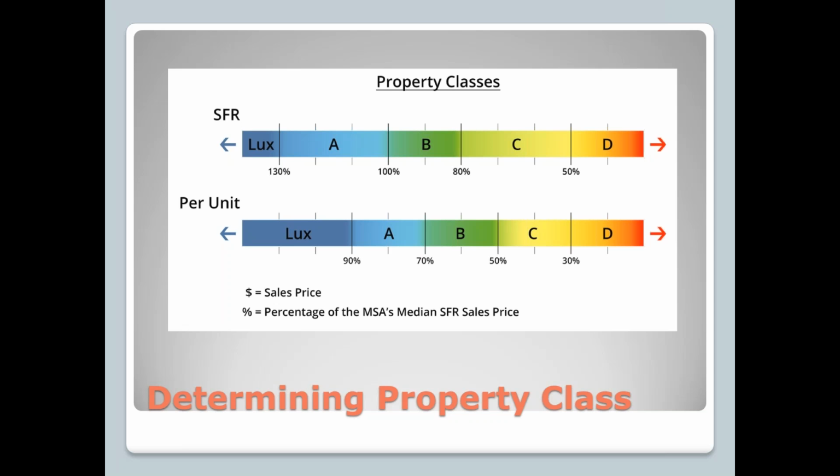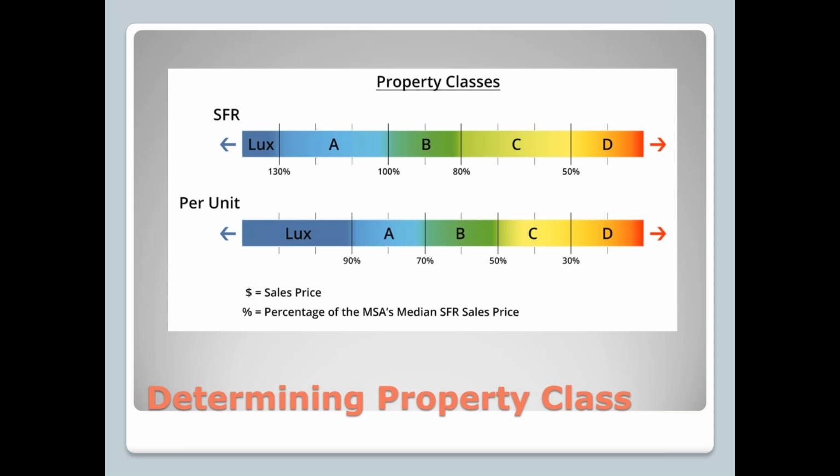Now, you'll notice, what happens if we're looking at a property that is exactly the same price or value as the median? Or what if we're looking at a property that's exactly 80% or exactly 50%? So there's going to be some compensating factors that I'm going to go over in a moment if we're looking at a property that's right on the border.